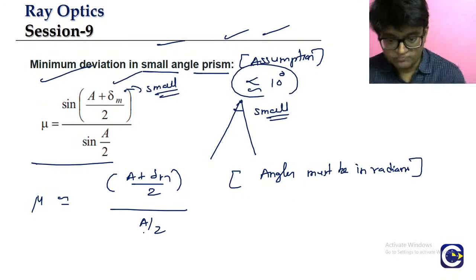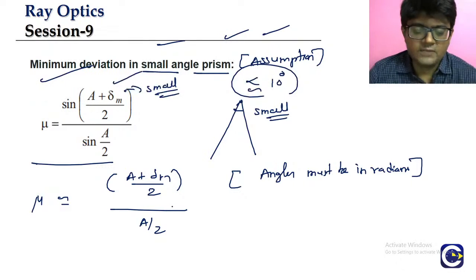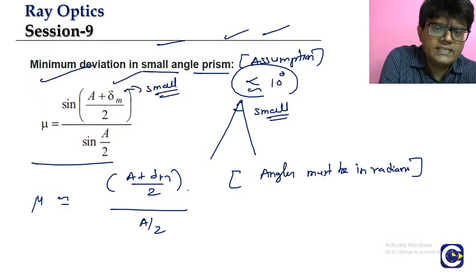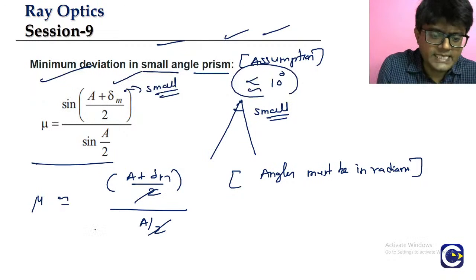When I do this, we should keep one thing in mind, that the angles must be in radians. If they are not in radians, we know how to convert them into radians. How do we convert an angle in degrees into radians? Multiply by pi by 180. That's it, right? Now look at it, this 2 is cancelled.